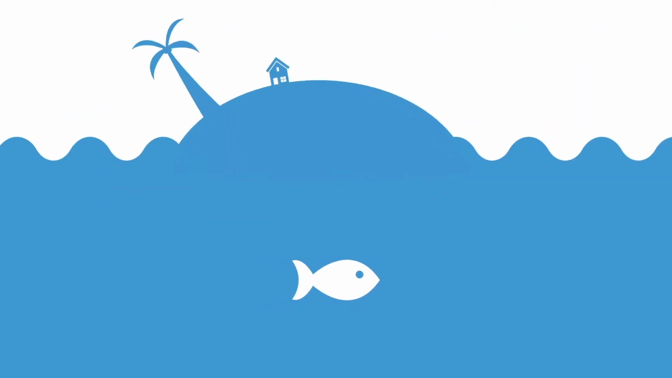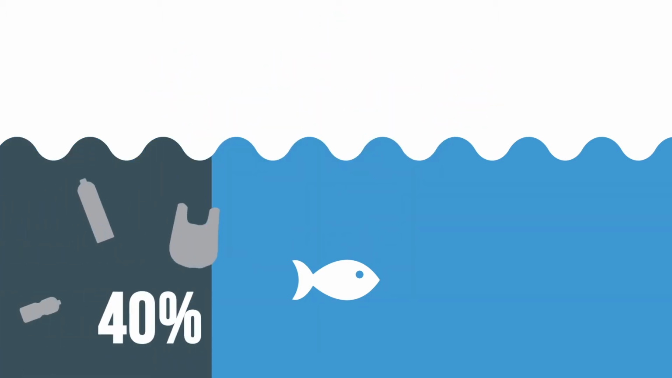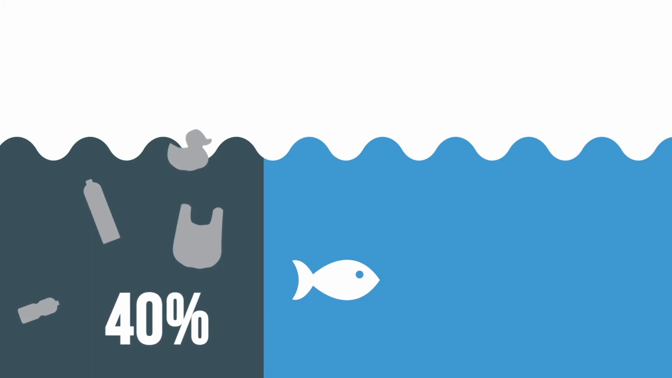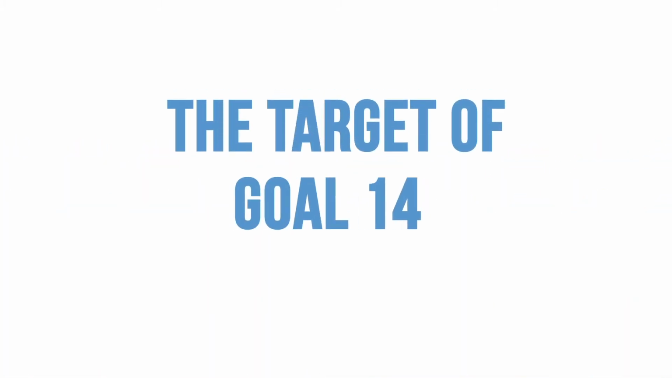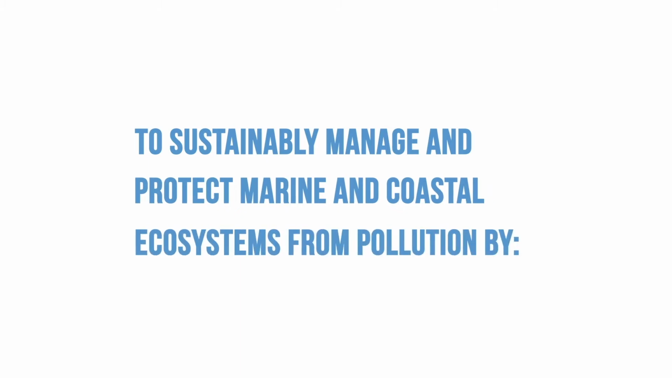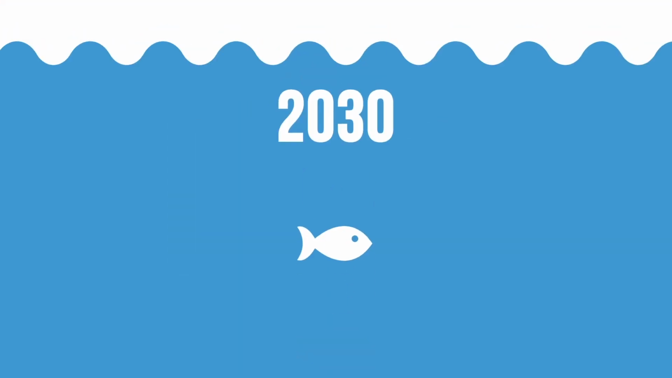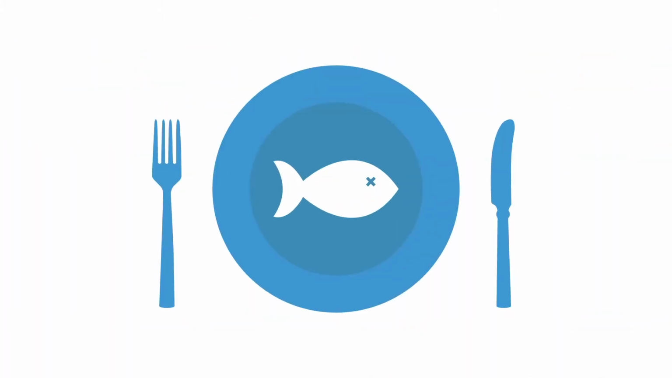The world's oceans drive global systems that make the Earth habitable for humankind. As much as 40% of the ocean is polluted by human activity. The target of goal number 14: to sustainably manage and protect marine and coastal ecosystems from pollution by reducing marine pollution, and overfishing and regulate harvesting, and prohibit fishery subsidies. So that in 2030 we have a cleaner ocean and happy, healthy fish on our plate.